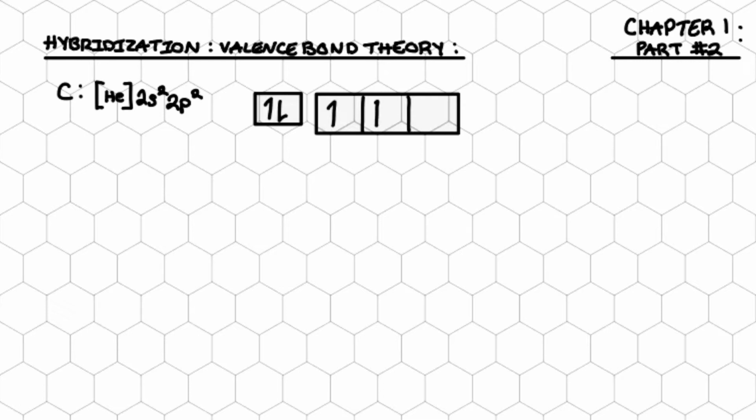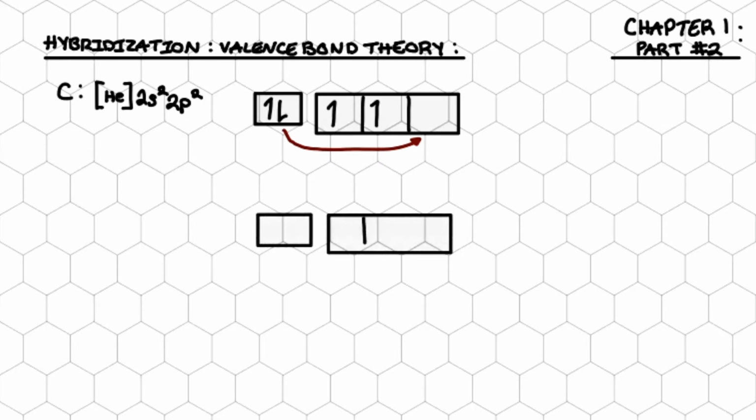That means one of the electrons in the S orbital will be transferred to the last P orbital, which is empty. Therefore, we're going to have 1 electron in each of these orbitals, all available for making a bond. So we have 1 electron in each orbital, S1, P3.